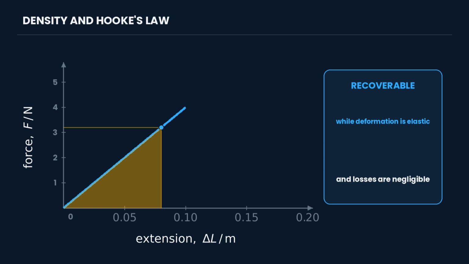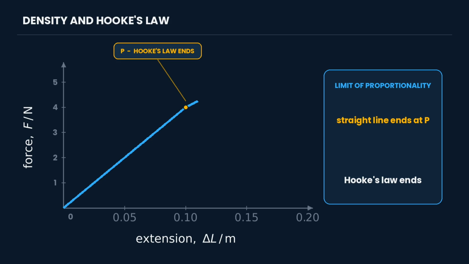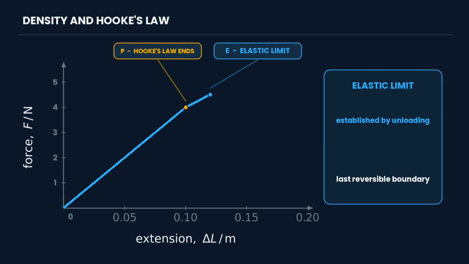Increase the load and the graph eventually stops being straight. This is the limit of proportionality, where Hooke's law ends. This response can still be reversible. Below the elastic limit, removing the load restores the original length, so that limit is established by unloading. Beyond it, deformation is plastic, and then a permanent extension remains even after you've unloaded it.